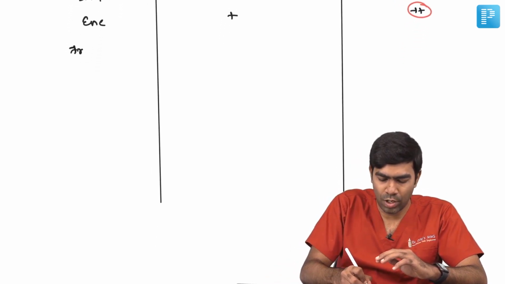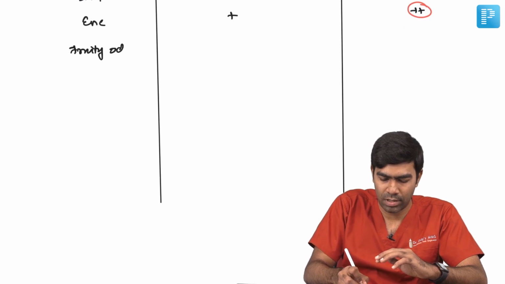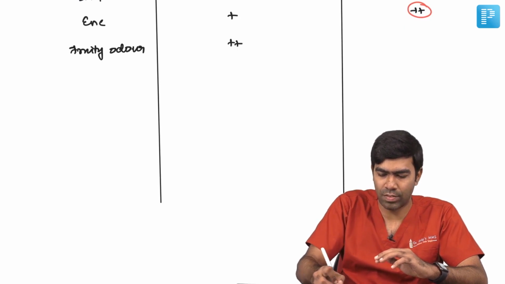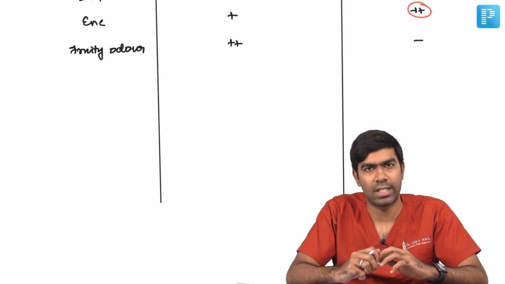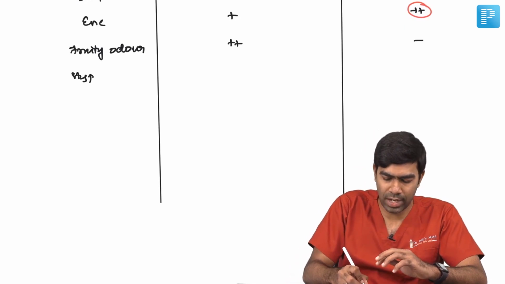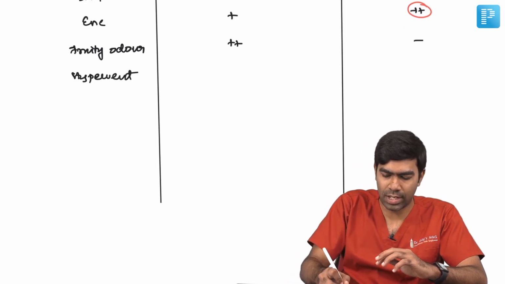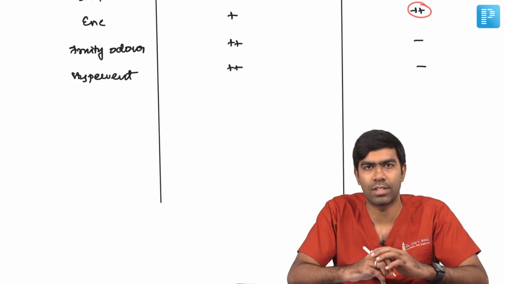And what about the fruity odor in the breath? That is a characteristic feature of DKA, not a feature of HHS at all. What about hyperventilation, tachypnea and shortness of breath? Once again, characteristic feature of DKA, not a feature of HHS.